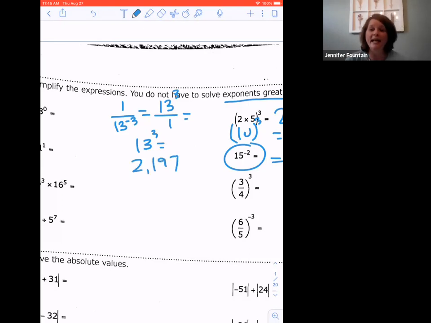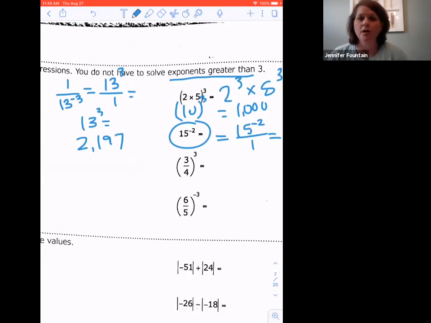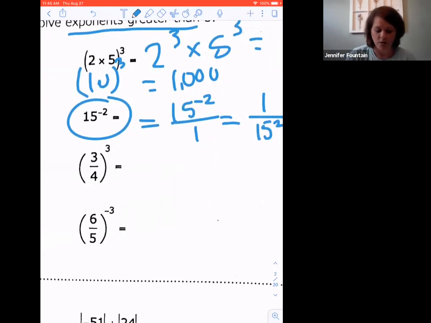So if my negative exponent is in the denominator, I'm just going to flip it to the numerator. If it's in my numerator, I flip it to the denominator. Flipping it, finding the reciprocal, makes my negative a positive. Whether it's in the denominator or the numerator, by taking the reciprocal, it's going to make it positive.